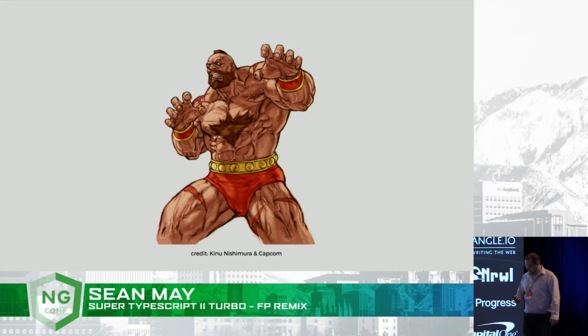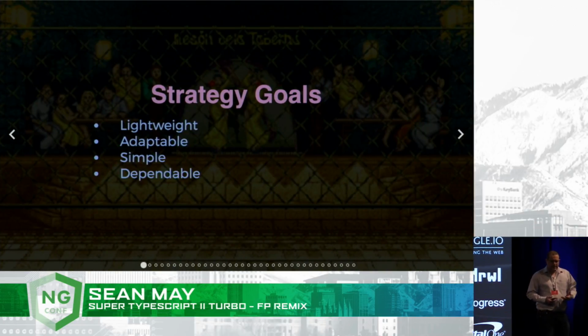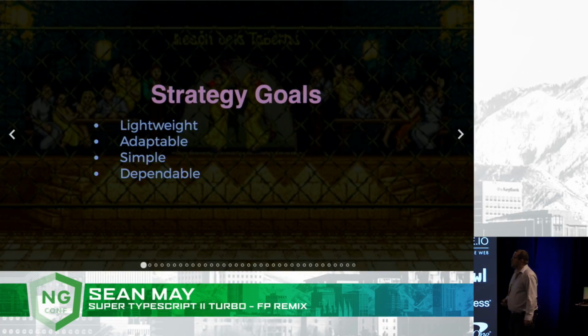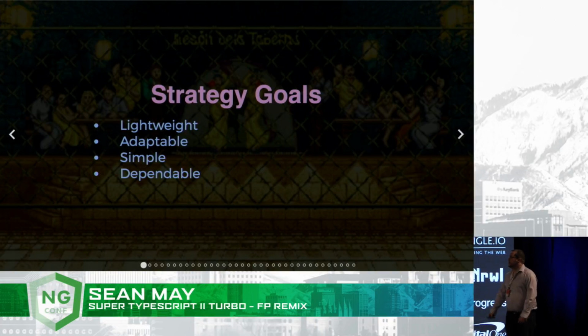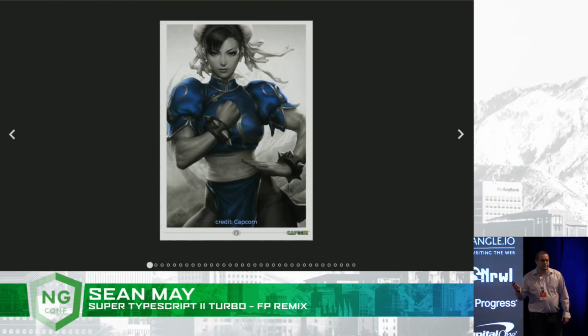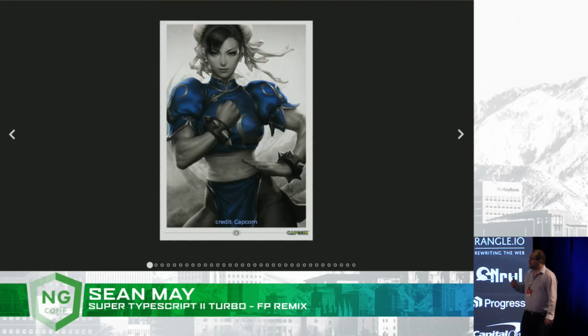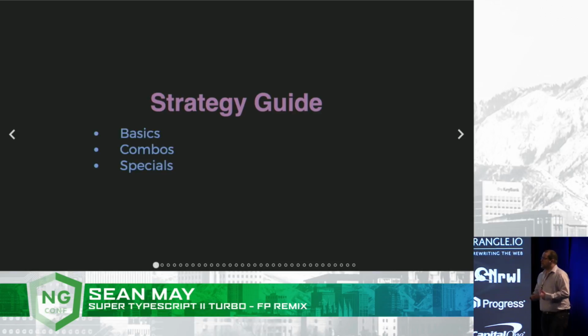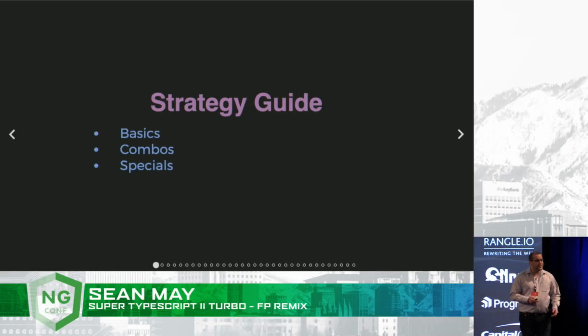So that brings me to thinking that really I need some strategy for working with code, for writing systems. I need something that's lightweight, adaptable, simple, and dependable. And it turns out that this talk is actually about Chun-Li. Right? Quick, agile, tactical, technical. Right? So because of that, and because of the Street Fighter tie-in, we're going to talk about a strategy guide, right? A strategy guide to functional programming in TypeScript. We're going to start with the basics, then we're going to move on to the combos, and then we're going to see some special moves, hopefully.